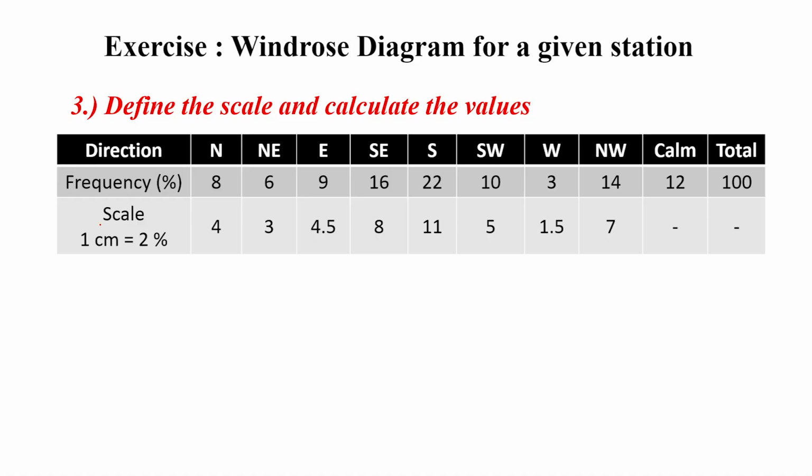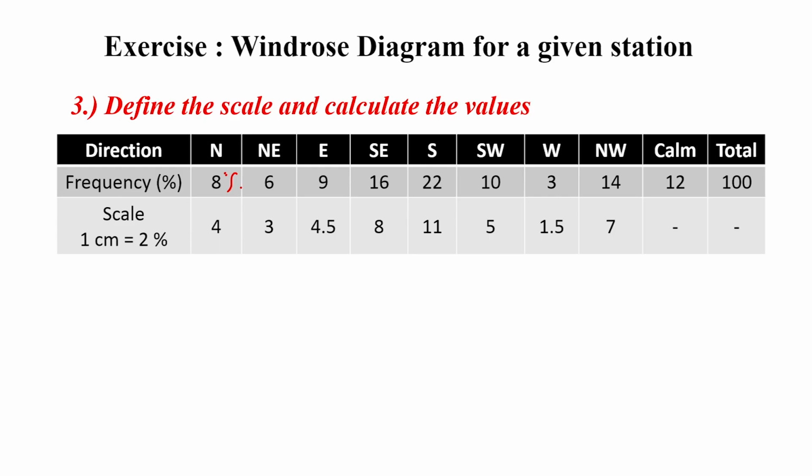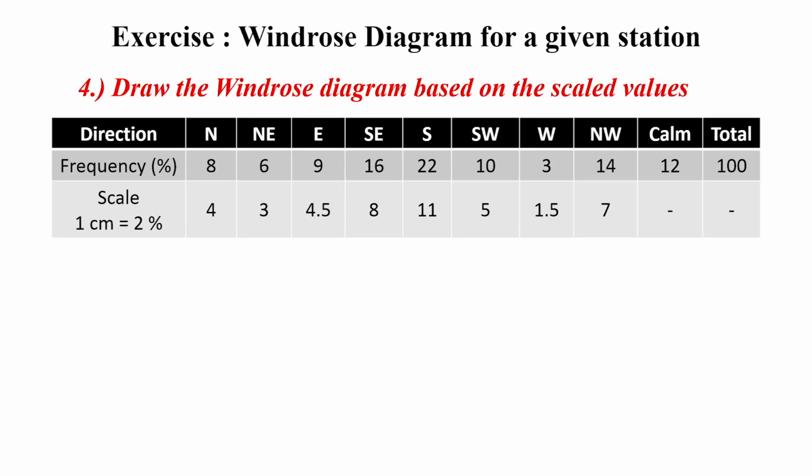I hope you are clear with this point, the scaling point. If I am defining the scale as 1 centimeter equals 2%, then for 8% of the frequency, what will be the measurement on the scale? That calculation you have to do, and then you get the final scaled value for drawing the Windrose diagram. Once you do this, we will go for the construction of the Windrose diagram.